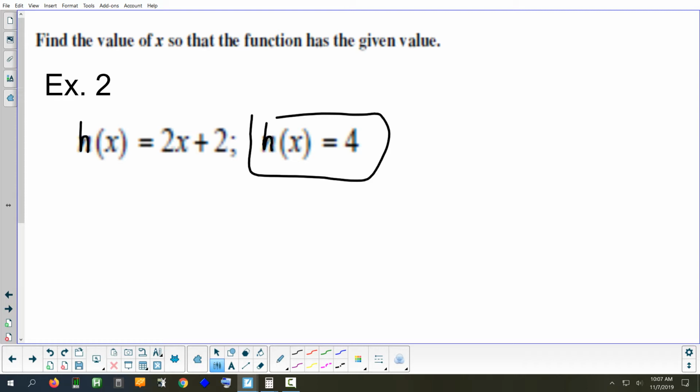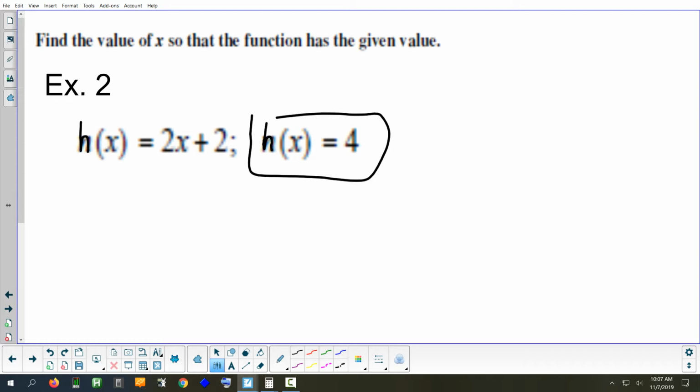James? H times X equals 4. Careful, there's no times there. Parentheses don't mean times here. It means H of X. No multiplication. It just means H of X equals 4.